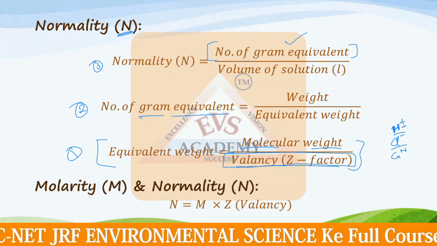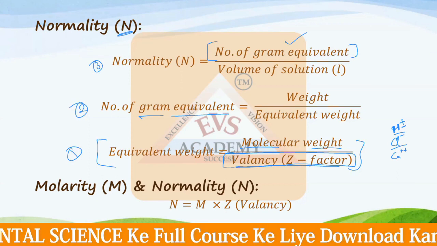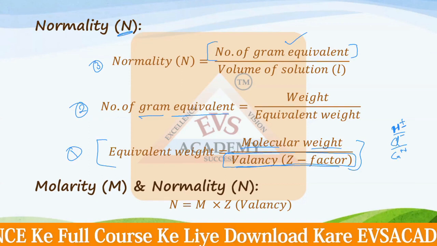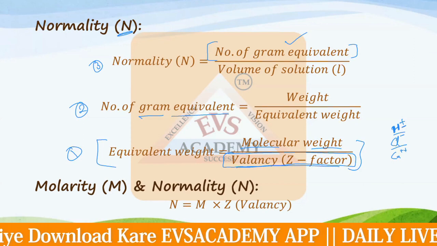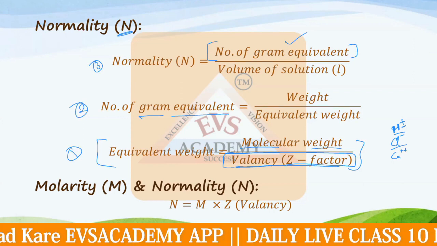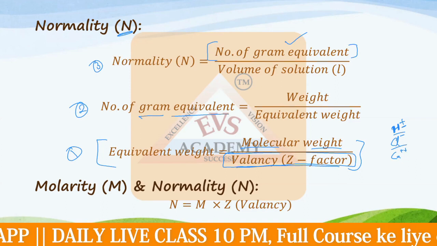But what if the valency or Z factor is different, not 1, but 2 or 3? Then the normality and molarity of that particular solution would be different. If that solution is, suppose, hydrochloric acid, then the valency factor here is 1. So molarity and normality both would be equal.